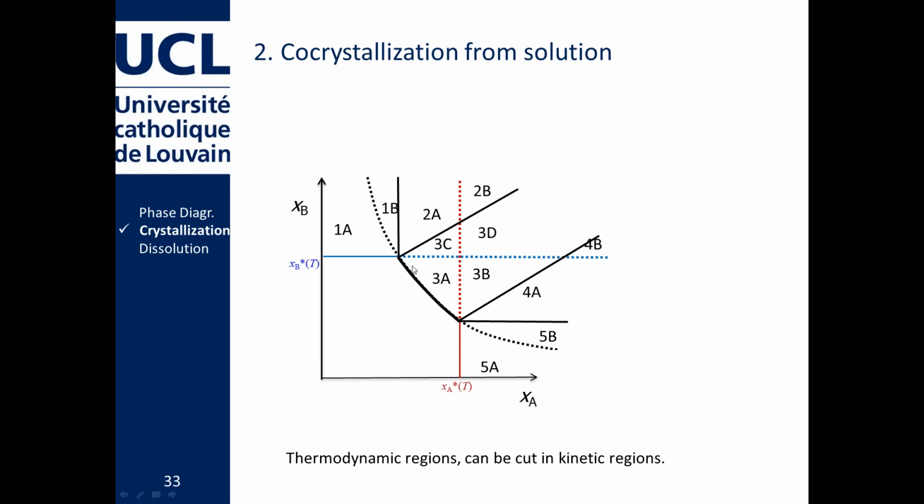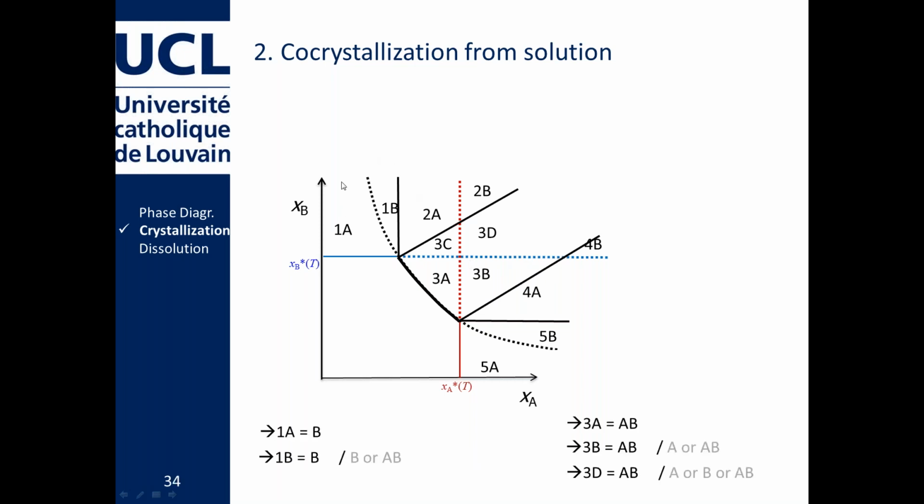Now this looks complicated. What I just did is I plotted my orthogonal diagram in which I had zone 1, 2, 3, 4, and 5. And now I cut it in kinetic regions. What do these kinetic regions actually mean? Imagine I place myself in region 1. In region 1, shown here in bold, B is the stable phase in suspension. But in region 1A, B is also the only phase that can actually spontaneously crystallize out.